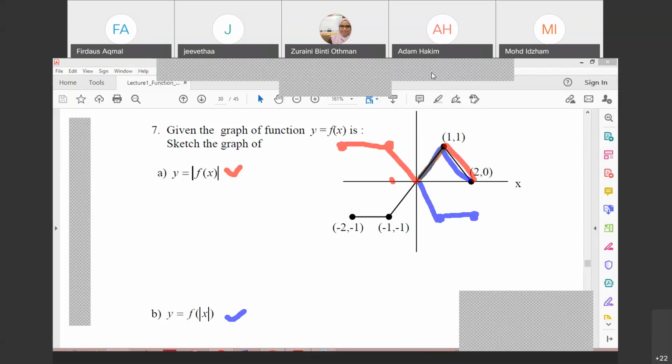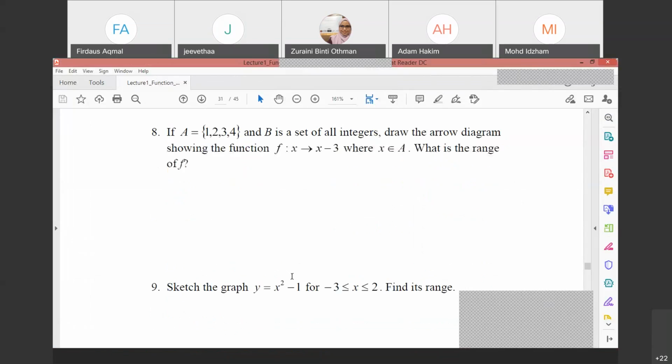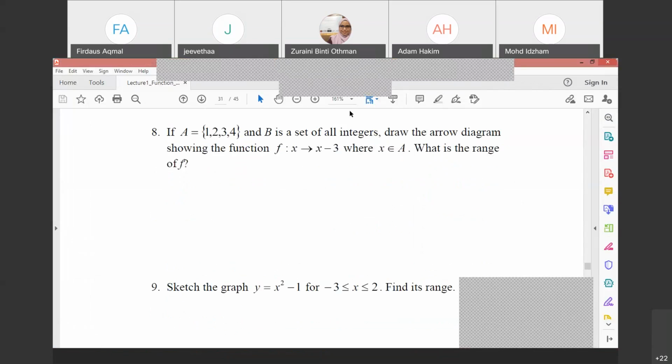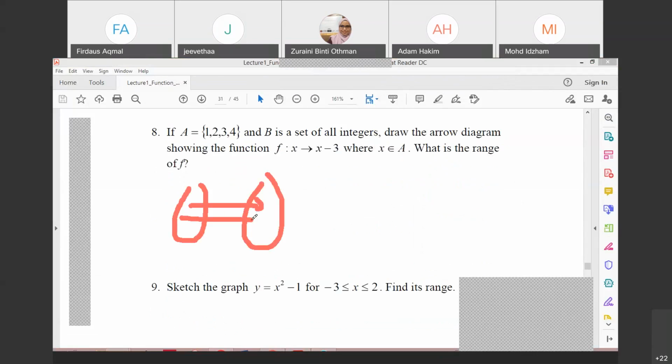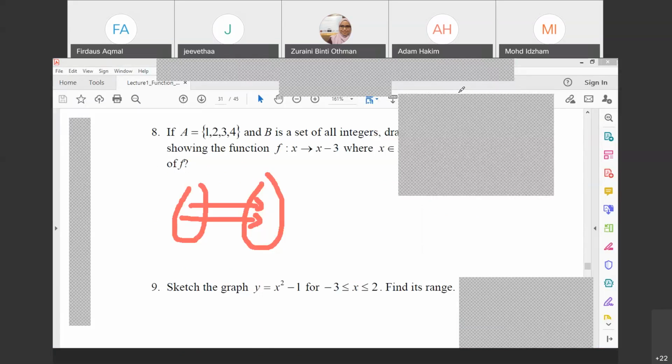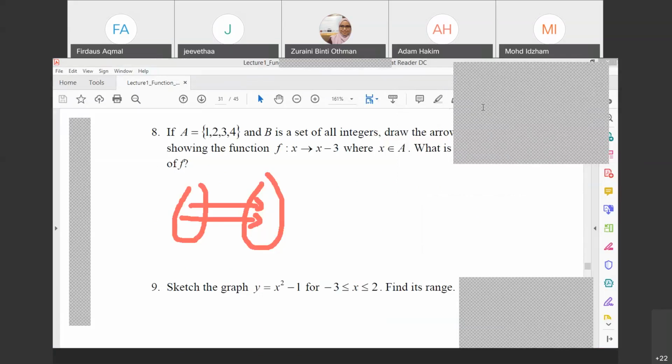If there is no question, let's move to the question number 8. So now question number 8, yang ni simple kan? So now what is the range? Boleh lukis kan? Kalau draw arrow diagram. Arrow diagram meaning yang macam ni lah, arrow diagram tu yang daripada sini ke sini, sini ke sini tu kan? So now I want to know what is the range for this? Siapa dapat? Saya nak tahu kamu punya bentuk jawapan tu macam mana. Ni, jawapan dia apa?